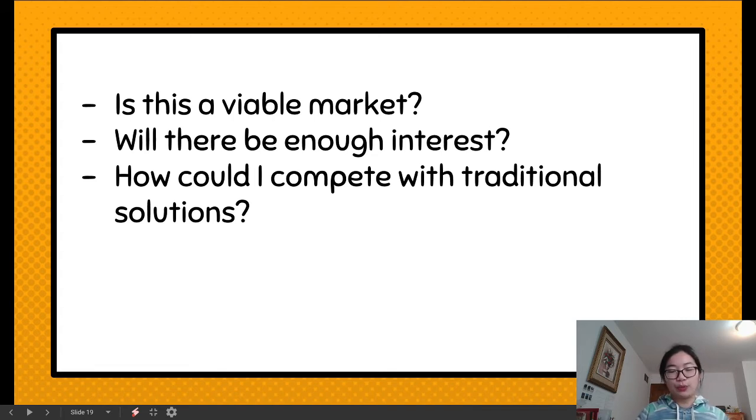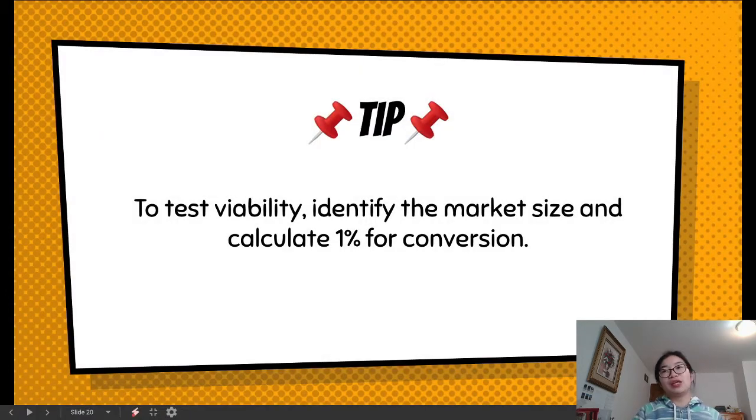I think the most valuable exercise we did was a viability exercise. It was a really simple exercise. All you had to do was first identify the market size that you're trying to target, which is a very crude number. You can just Google it, and then you calculate the 1% for conversion. So we did that, and it helped me understand. Here's a short clip of our conversation and how he helped me out.